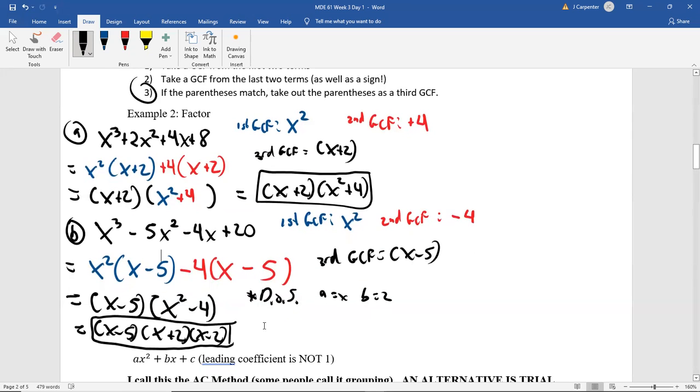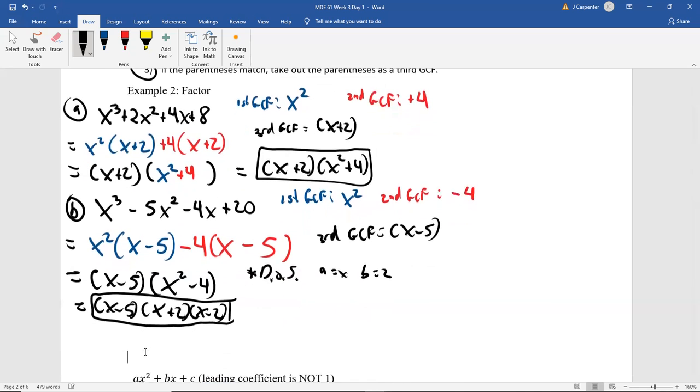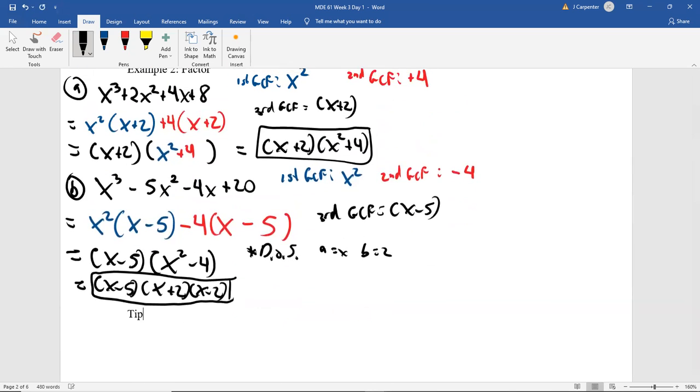I said I wasn't going to write it, but I will. Here's a tip. The sign, second GCF, match, third. So I instantly knew to take a negative out for my second GCF because that was a negative. If this had been a plus 4, I probably would have needed to take out a plus 4. This is true 99% of the time, because sometimes it's not factorable and there's your 1%.